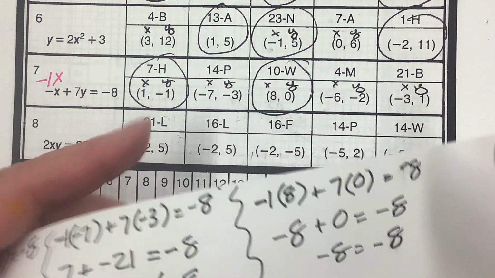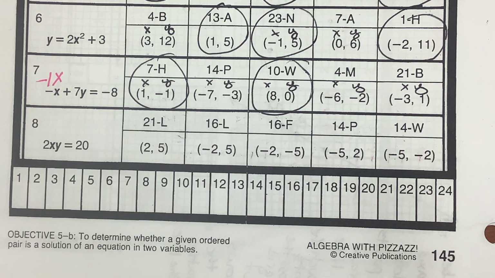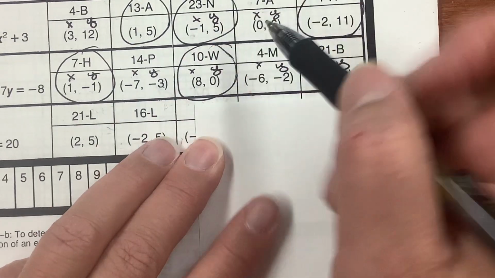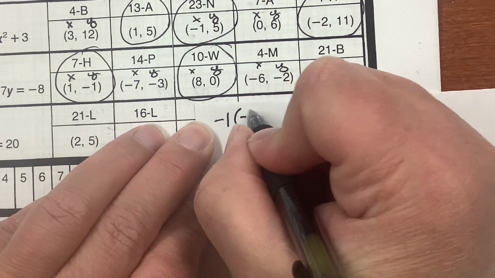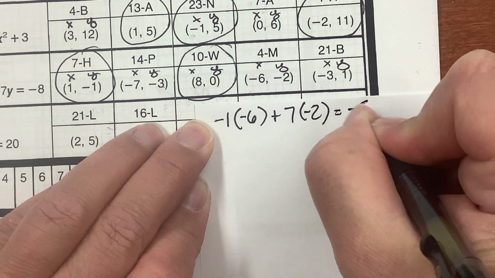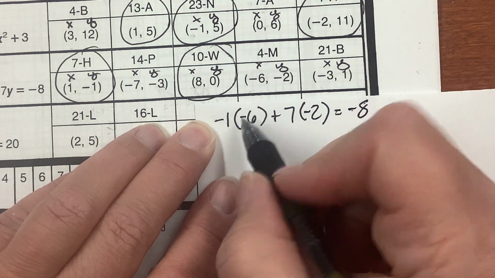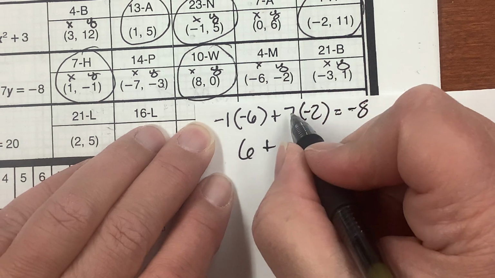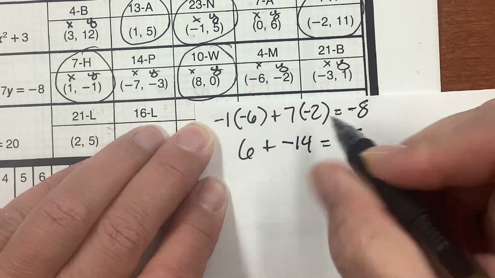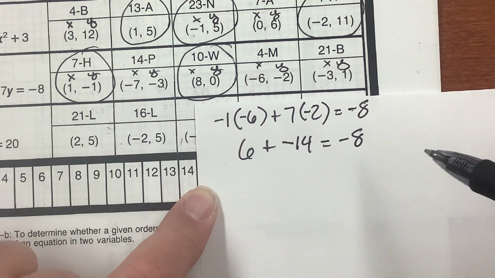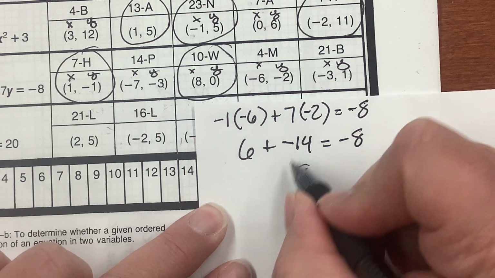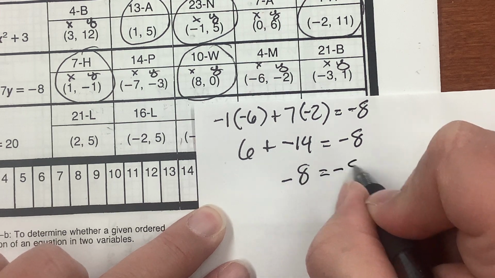Now I have run out of room, and I must fold my paper a little here, so I have some more room to work. All right. So, negative 1 times negative 6 plus 7 times negative 2 equals negative 8. Negative times negative is positive 6, plus 7 times negative 2 is negative 14, equals negative 8. 6 plus negative 14. The signs are different, so you subtract. 14 minus 6 is 8. 14 is larger, so it's negative 8 equals negative 8.